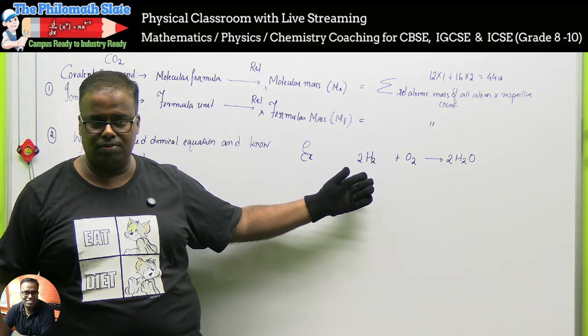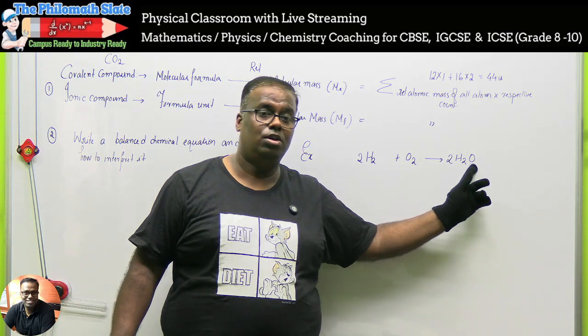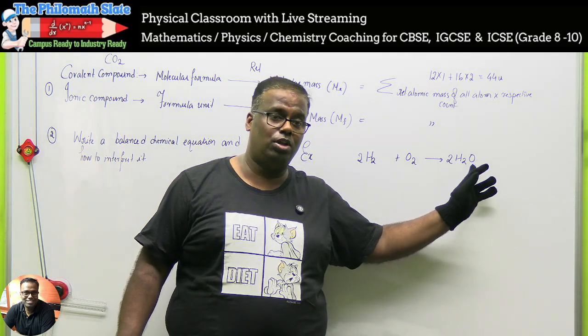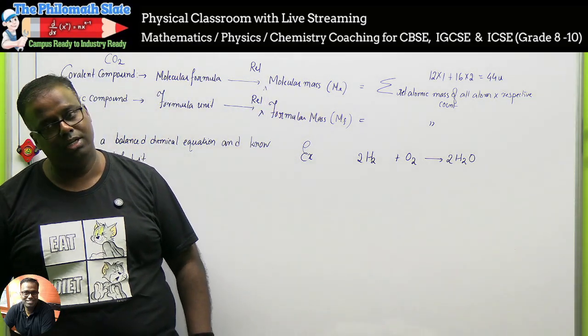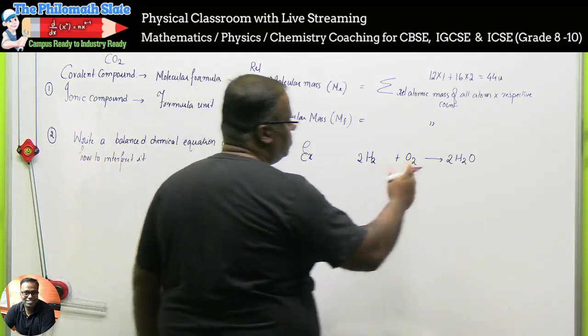So hydrogen is satisfied. And oxygen is not a molecule here: 1 atom of oxygen per molecule of water. Now 2 molecules, so 2 atoms of oxygen. Clear? Right. And now you will see the mass balance will tally.